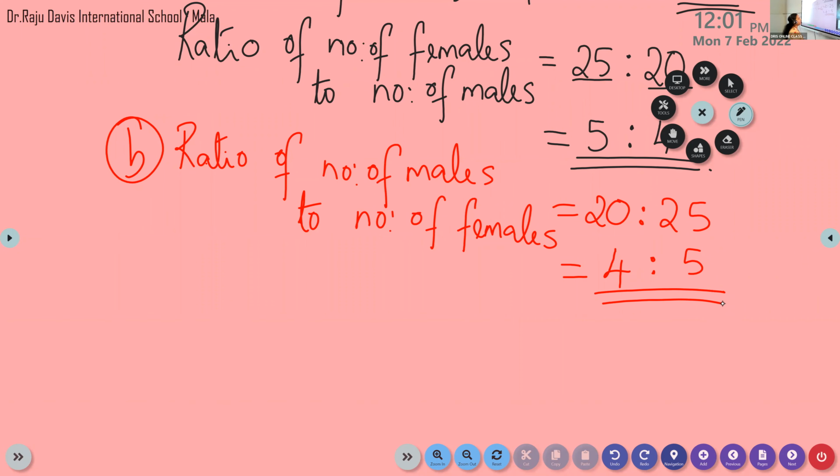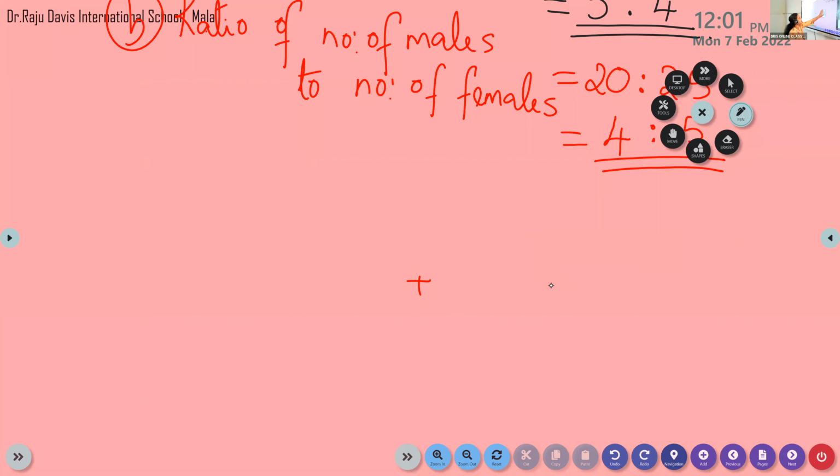See, children, are they same? 5 is to 4 and 4 is to 5, are they same? No, ma'am. Very good. See, children, 5 by 4 and 4 by 5, they are different. So you have to see the order of the ratio that we are finding.